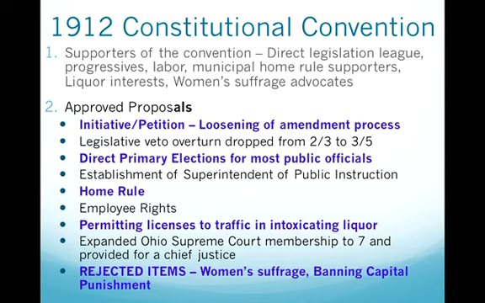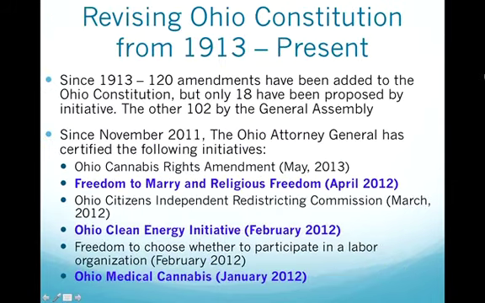Women in 1912 still didn't get the right to vote in Ohio, and the banning of capital punishment, we still have that. So since 1913, so after this convention, 120 amendments have been added to the Ohio Constitution, but as I said, only a few of them have actually been done by that petition process known as the initiative. The other 102 have been passed by the General Assembly or the state legislature.